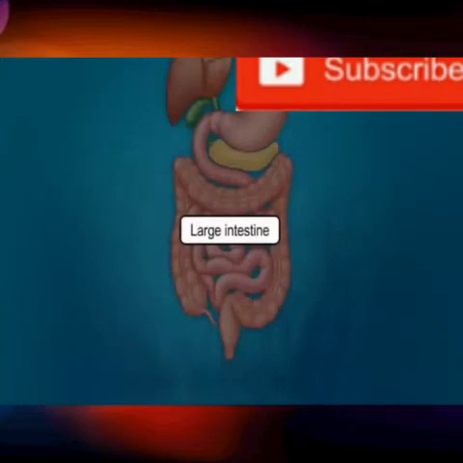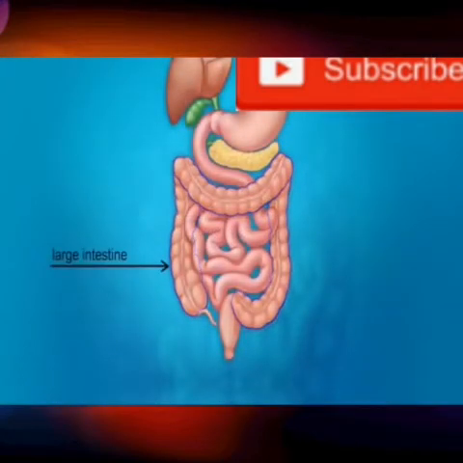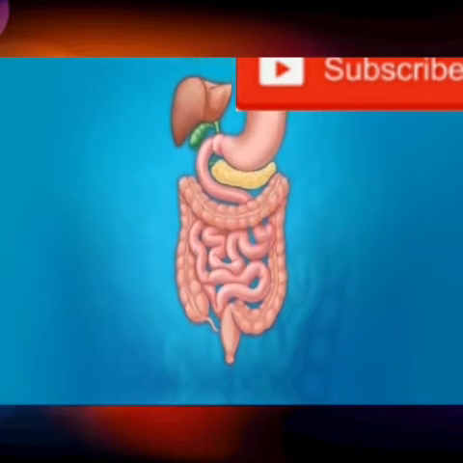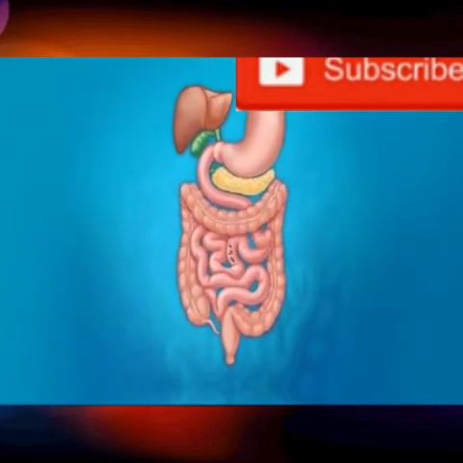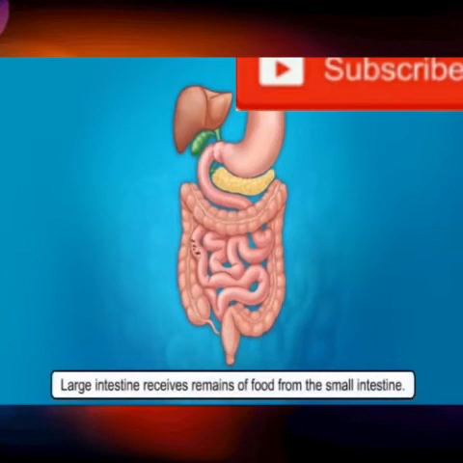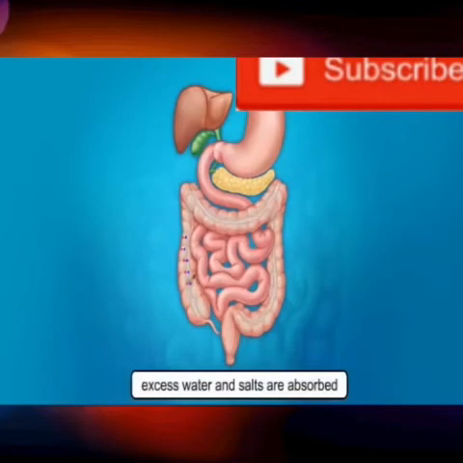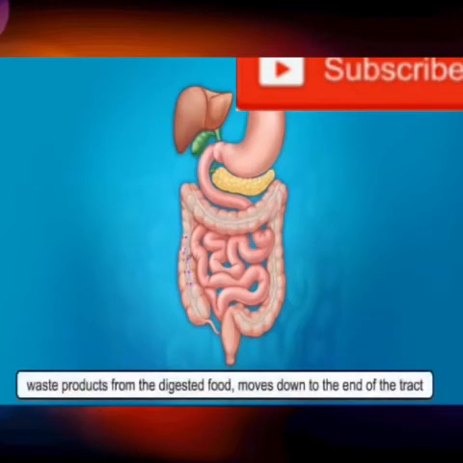Large intestine. This is also called the colon, and it's about 1.5 meters long. It receives the undigested food remains from the ileum. Now, while here, these materials undergo a process and excess water and mineral salts are absorbed. The remaining part is what we refer to as feces.